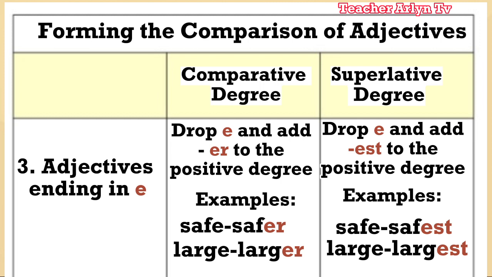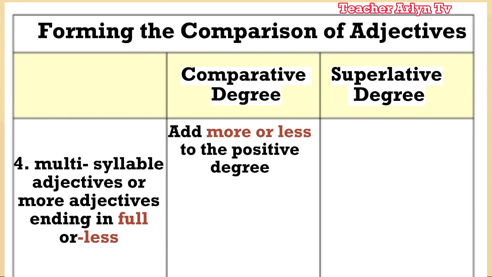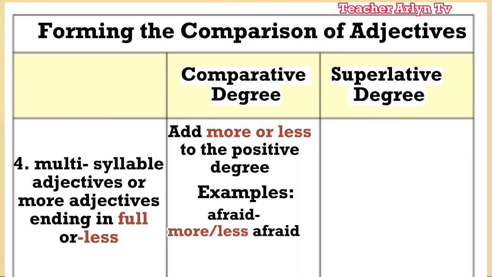The next rule is multi-syllable adjectives or more adjectives ending in full or less. In writing comparative degree, add more or less to the positive degree. Examples: afraid, more or less afraid. So you can write more afraid or less afraid. Silent, more silent, less silent.